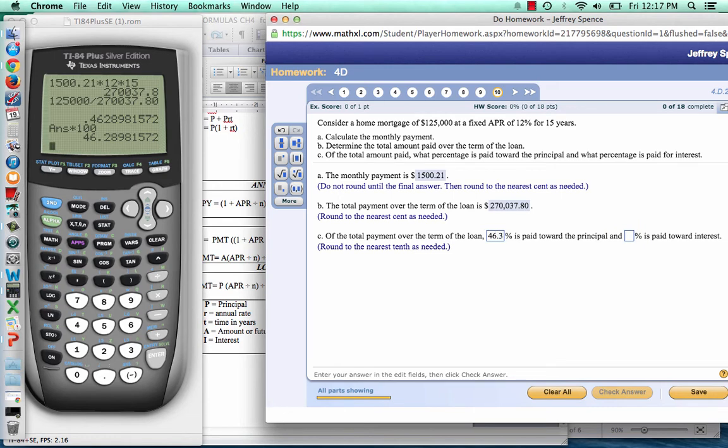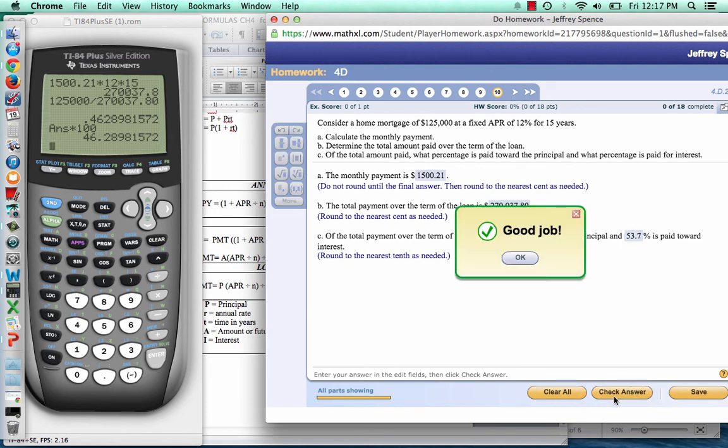Okay. Now, if this is the portion that went towards the principal, then the rest of it went towards the interest. So the rest of it should be 100 minus this, which is 53.7%. These have to add up to 100%. The portion that goes towards the principal is the loan amount divided by the total paid. The portion that goes towards the interest is the rest. Let's check that answer, and we're good.